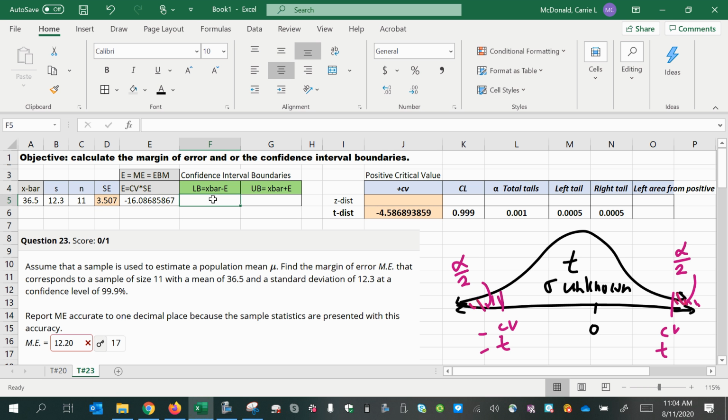So what happens when I calculate my confidence interval limits, taking my sample statistic minus the margin of error and my sample statistic plus the margin of error? What's going to happen is notice that my boundaries are not in order from least to greatest. So my interval won't make any sense. It's supposed to be the other way around. It's supposed to be 20.4 up to 52.5.